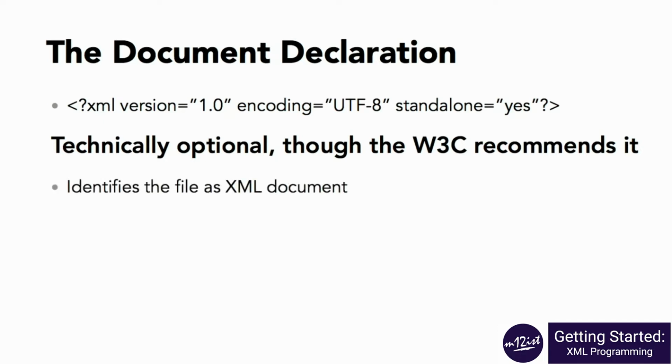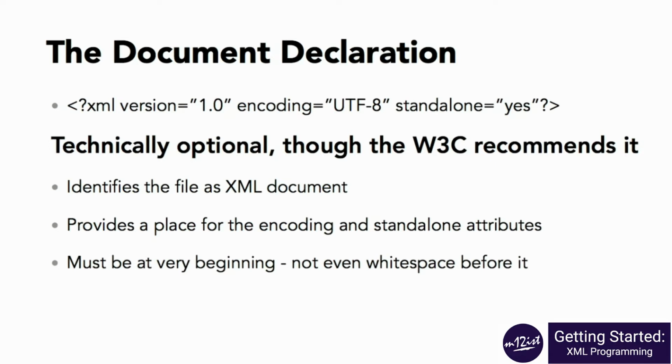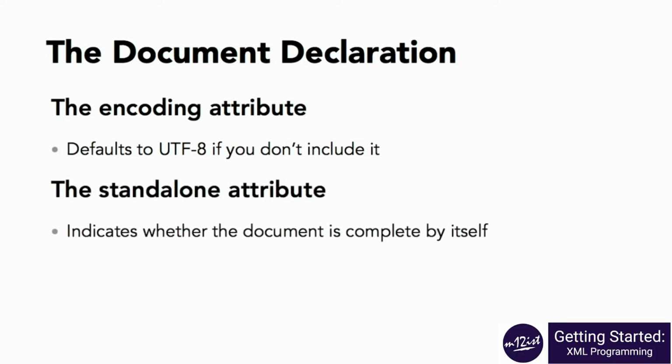It identifies the file as an XML document and provides a place for the encoding and standalone attributes. It has to be at the very beginning of the XML data. You can't even have white space before it. The encoding attribute defaults to UTF-8 if you don't include it, but it's a good idea to include it, and if you decide to use a character set other than UTF-8, like Unicode UTF-16 for example, this is where you put that declaration. The standalone attribute identifies whether or not the document stands by itself or depends on something else. If it requires other data, then you should say standalone equals no. Otherwise, if the XML data is complete by itself, set it to yes.